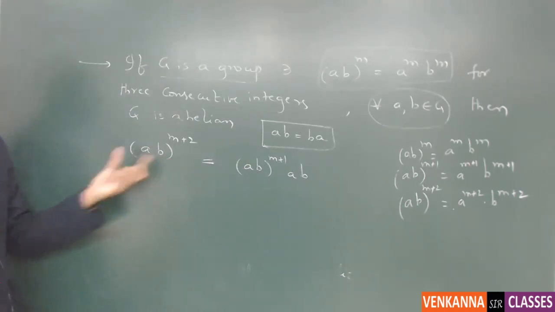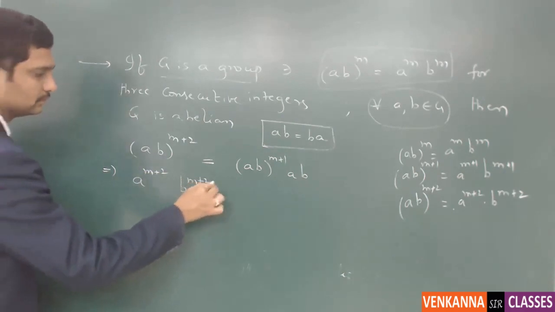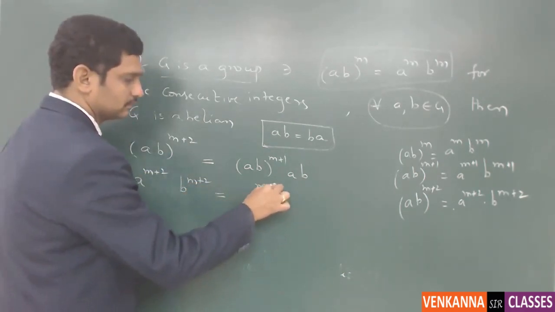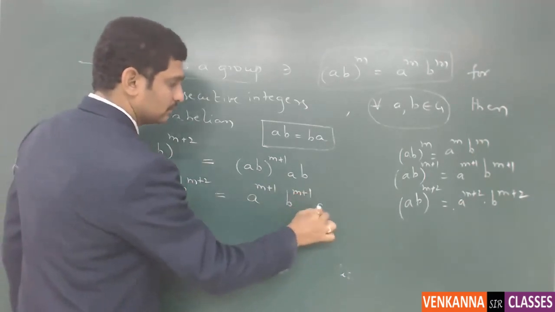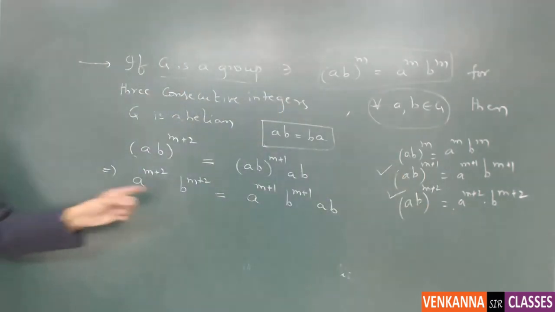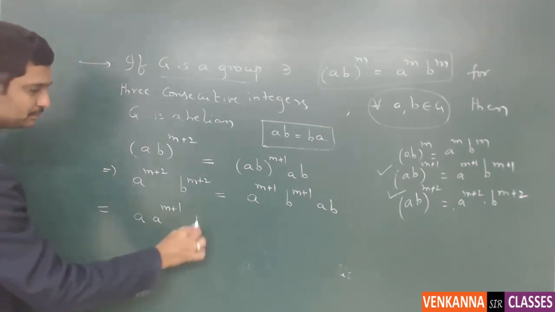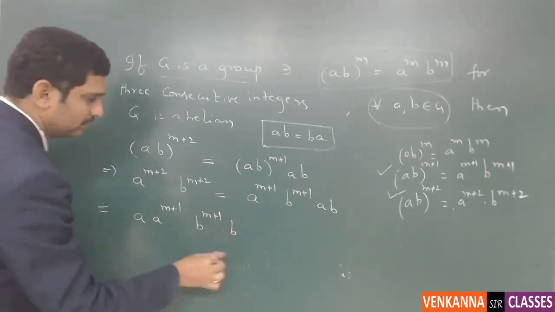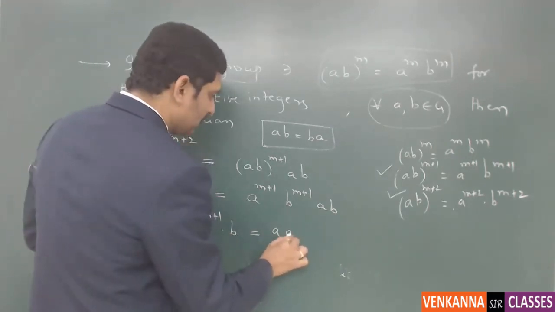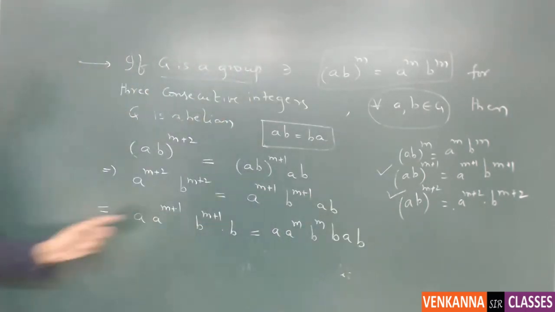Again, this can be written so that I have applied these two conditions. Again, this can be written as A^(m+1) B^(m+1) into B, which is equal to A into A^m B^m into B, A, B. Any doubts for anybody here? Please tell.